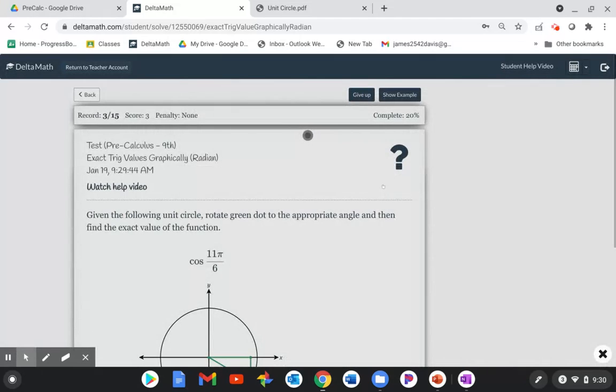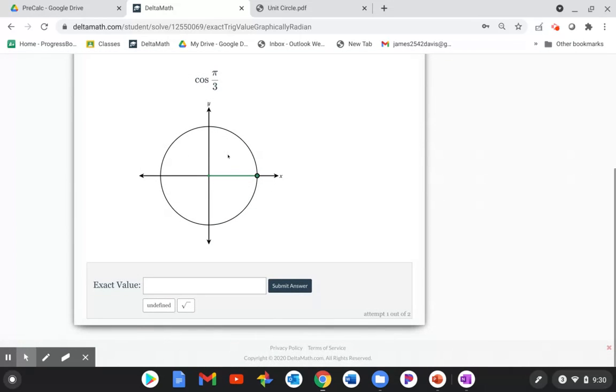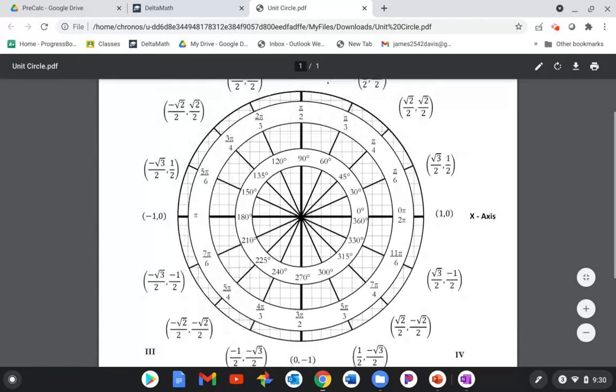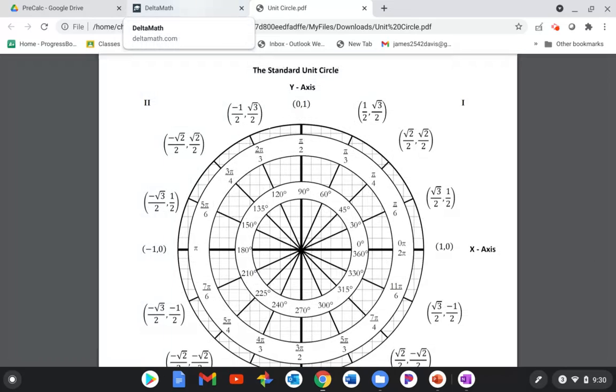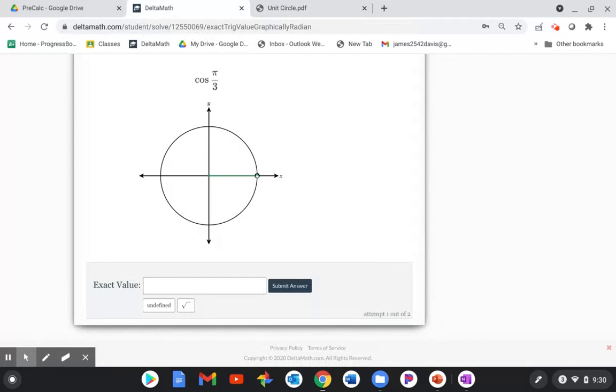The next one will make this a little bit harder. We'll throw in some tangents, things like that. But for this one, you're just going to identify pi over 3, go where that is. It's right up here. And then it's either the x if it's cosine and the y if it's sine. So that's about it.